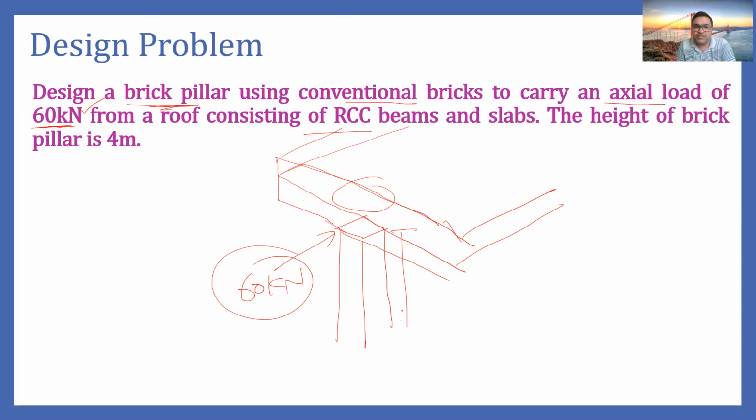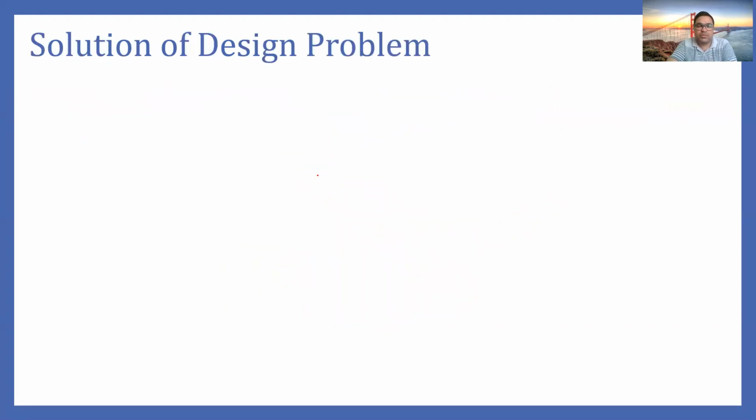And the height of the pillar is also given, which is 4 meter. So this is the actual height of the pillar, and we are using conventional brick. So that is the data given in this problem. Using this data, we will try to design the cross-sectional dimensions of the pillar, which will be suitable to carry this load. Now, the load carrying capacity of the pillar, we already know, is FP into the cross-sectional area of the column or pillar.